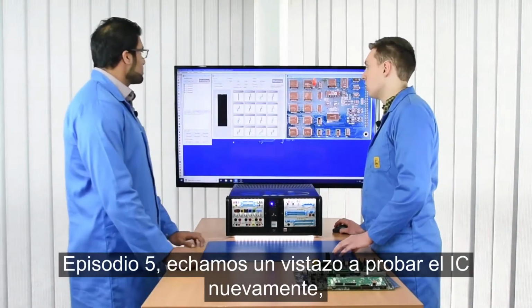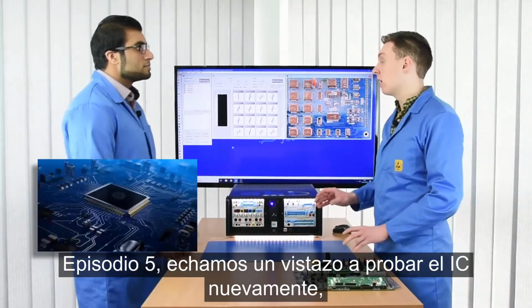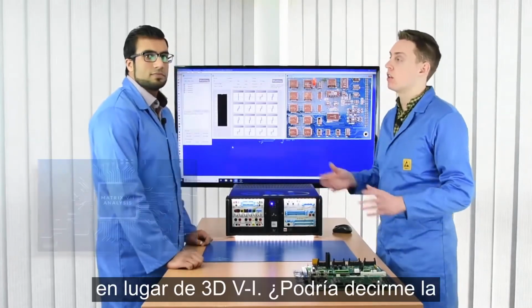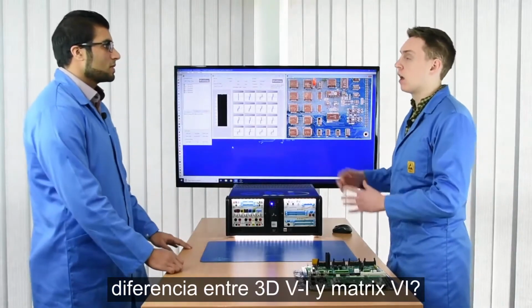Episode 5, we'll look at testing the IC again, but as you can see, it's a bit different. We were using matrix VI instead of 3D VI. Can you tell me the difference between 3D VI and matrix VI?